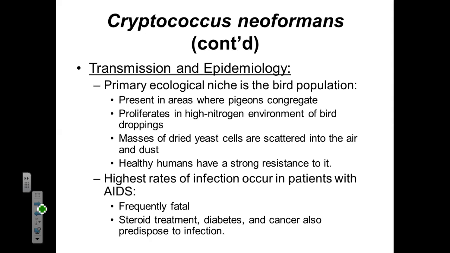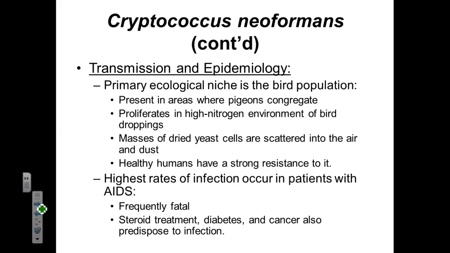The primary location or niche that we can find Cryptococcus neoformans in the wild is a bird population. So we have its presence in areas that have very high pigeon concentrations, or if we have high nitrogen environments from bird droppings. Anywhere we have lots of guano, there will be an increased concentration of this pathogen. We'll also find masses of dried out yeast cells that are scattered in the air or dust, and that can be an ecological nest for this fungi.